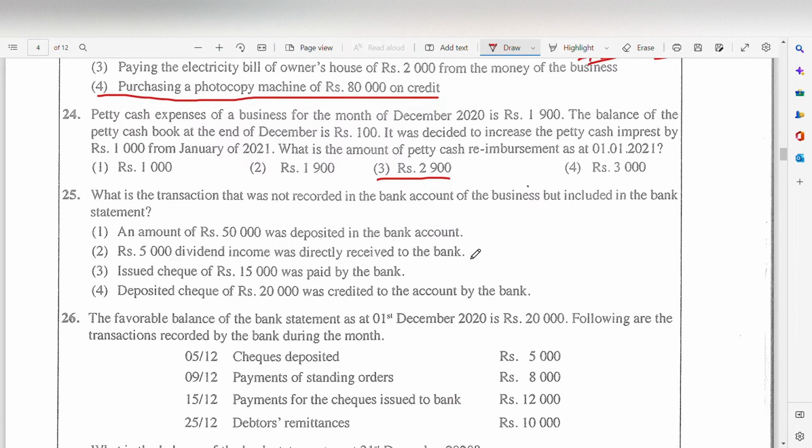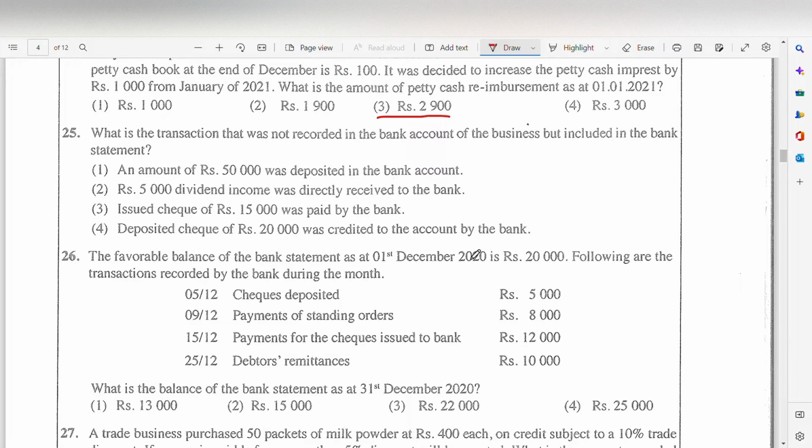Question number 25. What is the transaction that was not recorded in the bank account of the business but included in the bank statement? So a transaction which is not recorded in the books or in the bank account of the business, but it is recorded in the bank statement which is given to you by the bank. So it should be a transaction which is directly done to the bank.